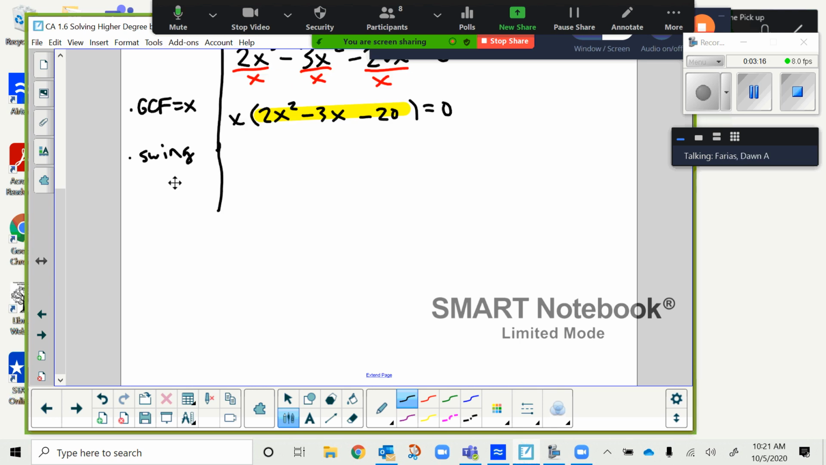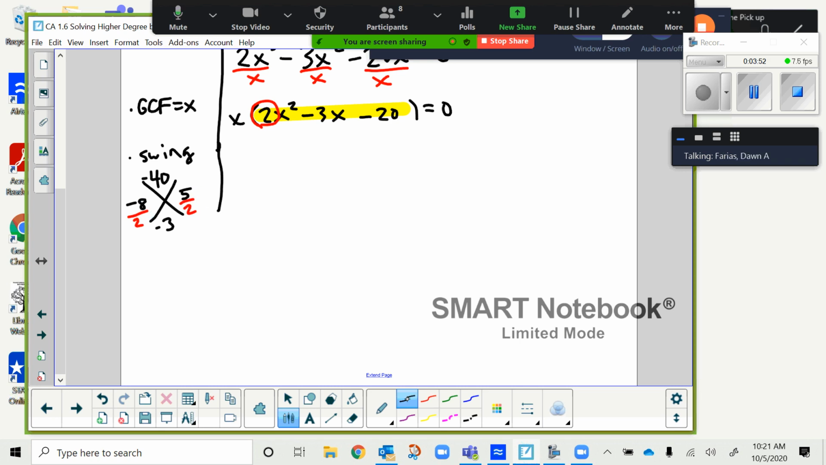And it starts the same way as grouping. What multiplies to AC, which is negative 40, and adds to B, which is negative 3? And it's negative 8 and 5. But part of the swing method is dividing by the A value when the A value is not 1. So our A value here is 2. So I'm going to divide both of those things by 2.